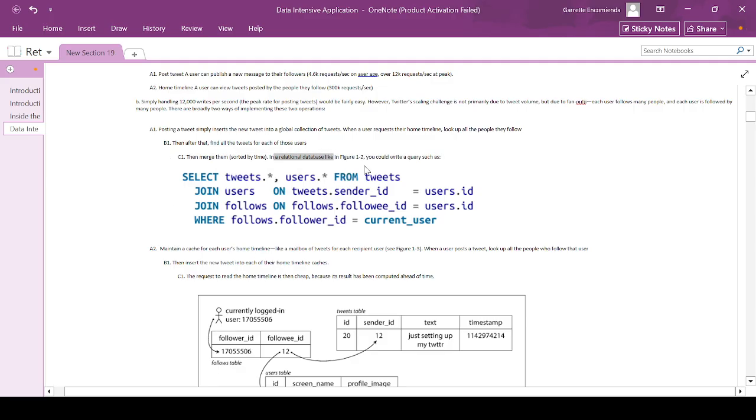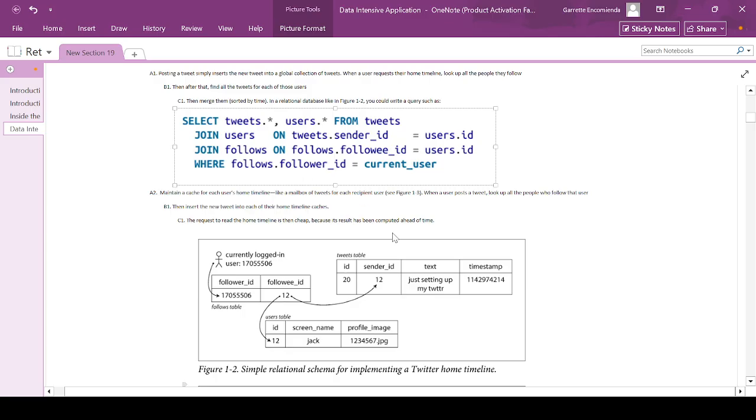In a relational database like in figure 1.2, you could write a query such as this. This is how you do it: you directly look up the tweets of each person the user follows, in one global database. Select tweets, users from tweets, join users on tweets.sender_id equals users.id, join follows on follows.followee_id equals users.id, where follows.follower_id equals current_user.